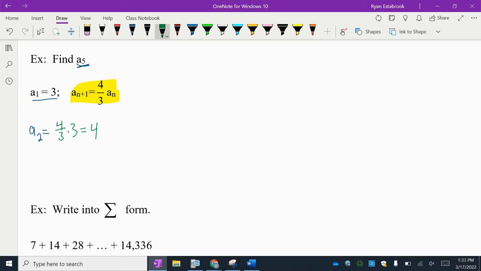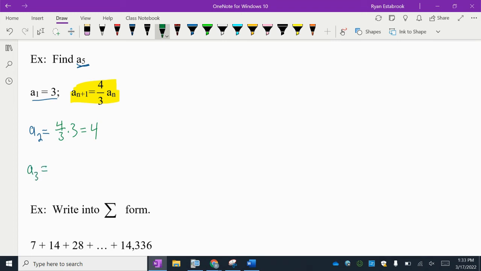This yellow, the way you interpret it is, to find one term, you multiply 4/3 times the previous term because n comes right before n plus 1. That's what this recursive is telling us to do. To get a term, you take 4/3 times the term right in front of it.